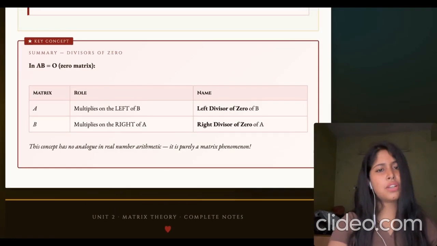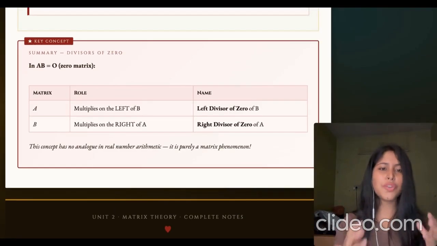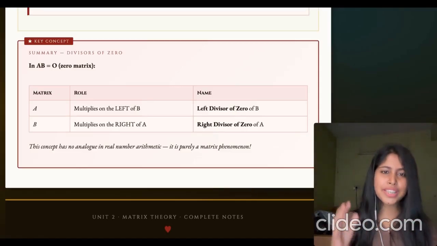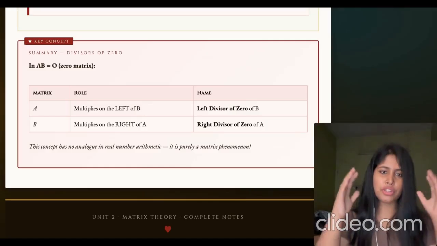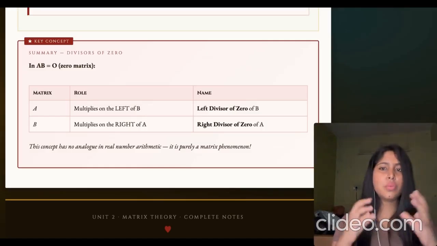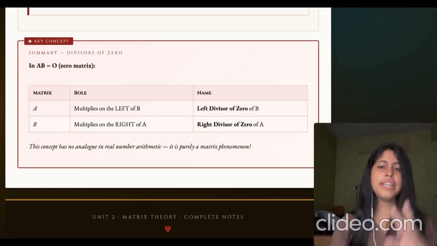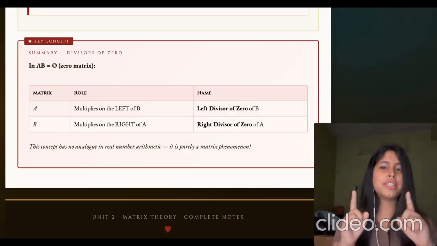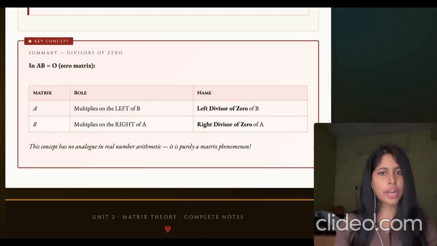Okay, this is the key concept, or you can say the summary, that I want you to write in big letters in your notebook. In the product AB is equals to 0, the 0 is not the number 0 here, that is the zero matrix, write that in brackets, and where A and B are both non-zero, then A is the left divisor of 0 because it sits on the left, and B is the right divisor of 0 because it sits on the right.